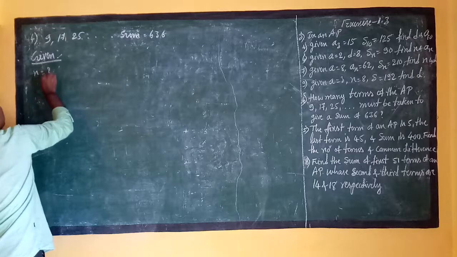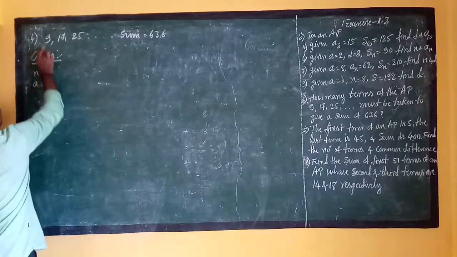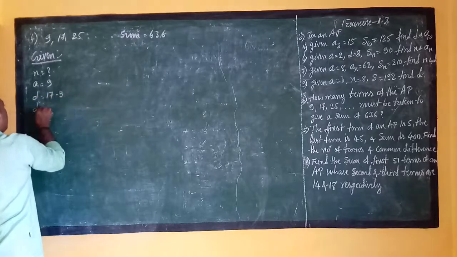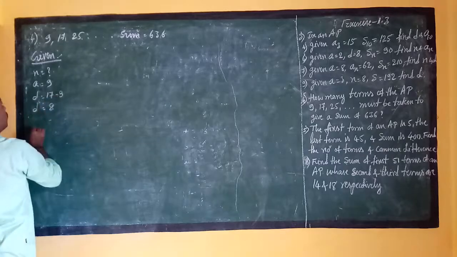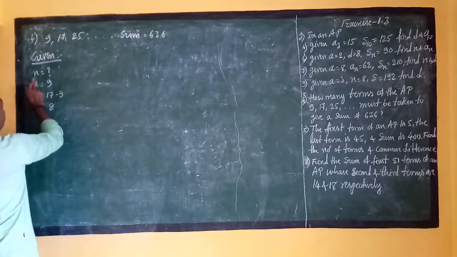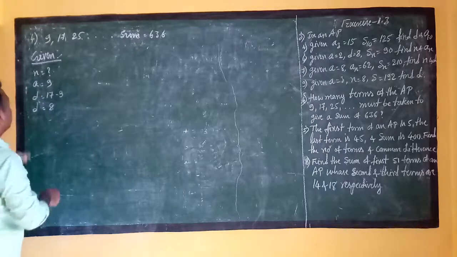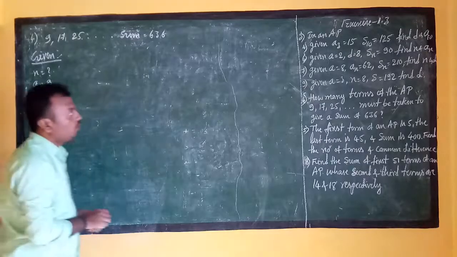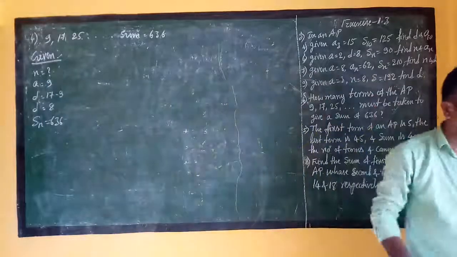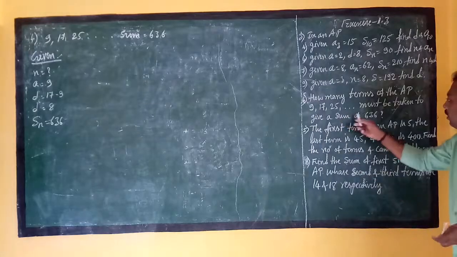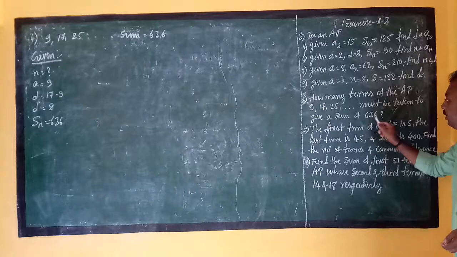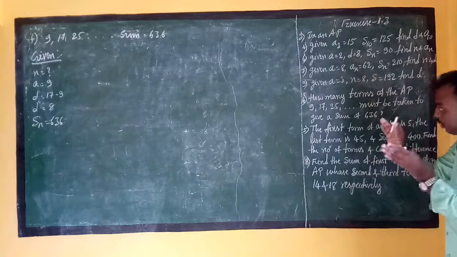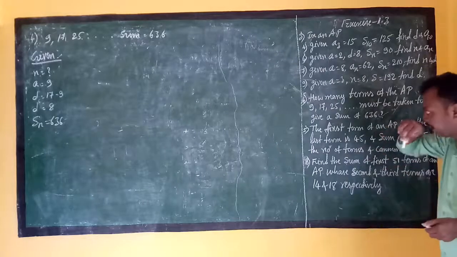Given: n is equal to question mark, and a is equal to 9, and d is equal to 17 minus 9, it becomes d is equal to 8. a is given, d is given, and the sum they have given, Sn is equal to 636. Now we have to find how many terms of the AP 9, 17, 25 must be taken to give the sum 636. So this AP continues, but how many terms we have to sum so that it becomes 636. We have to calculate the value of n.